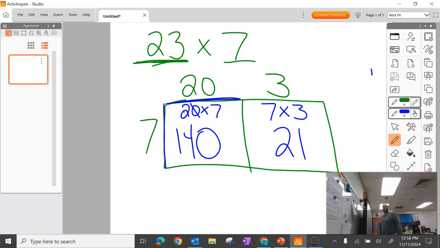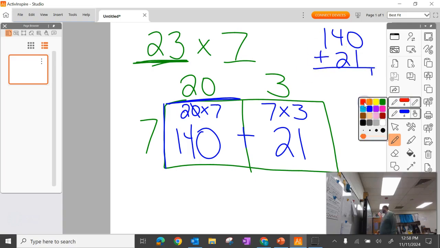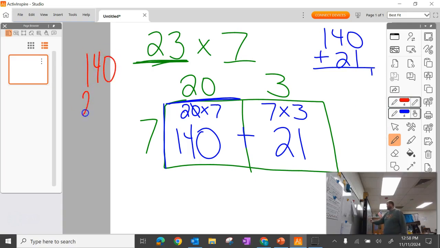What you're going to want to know is I take these 2 and I add the boxes together. But remember, you have to line up your place values. Where students get it wrong, let's change to red because red is wrong, I see a lot of students do this: 140 plus 21. That's not going to be right. Think back to your place value. So 140 plus 21, that's not right.